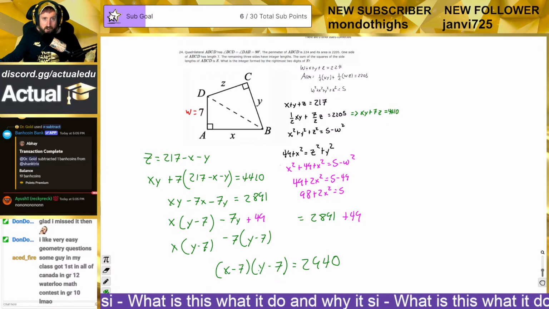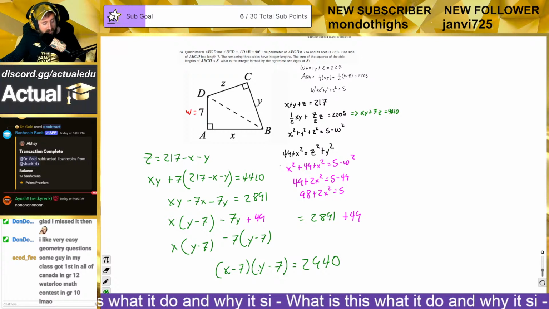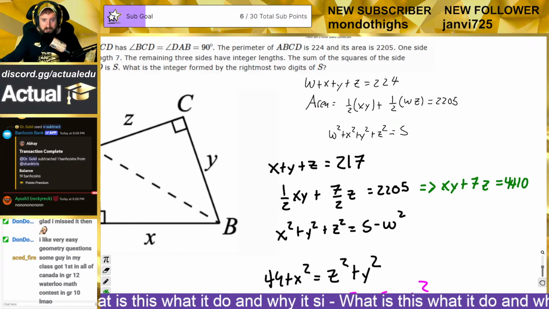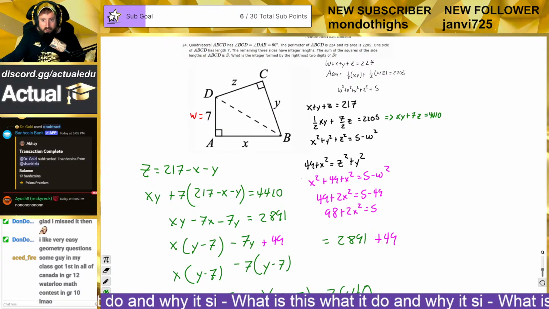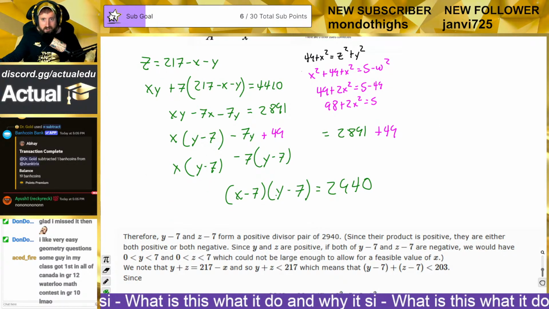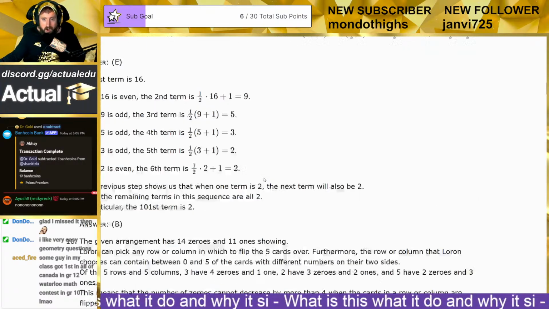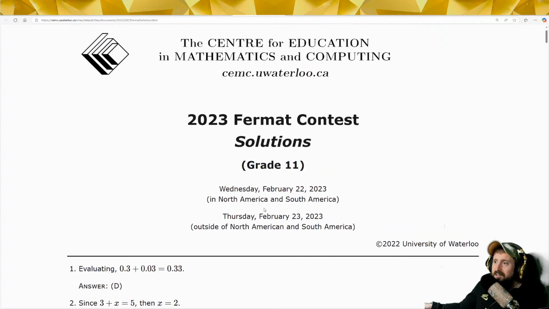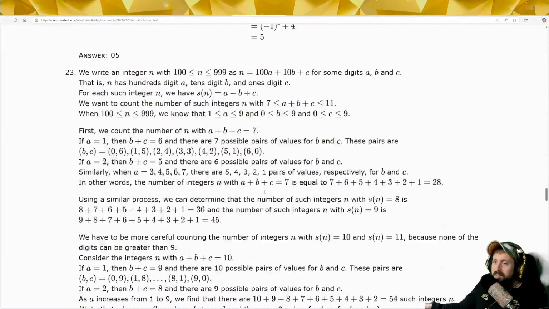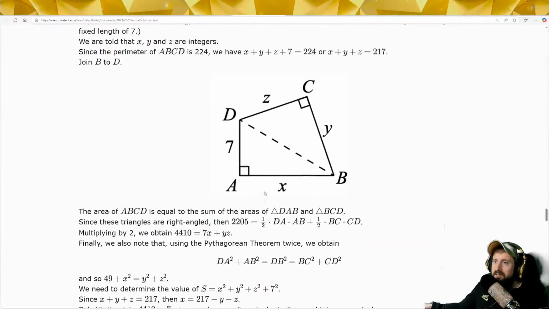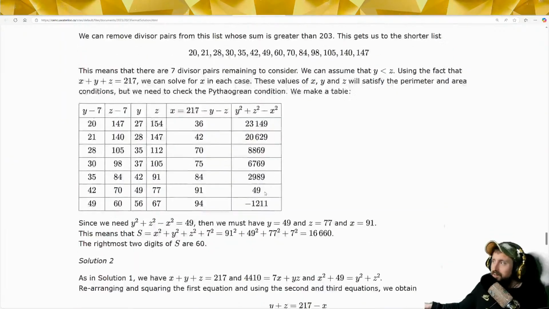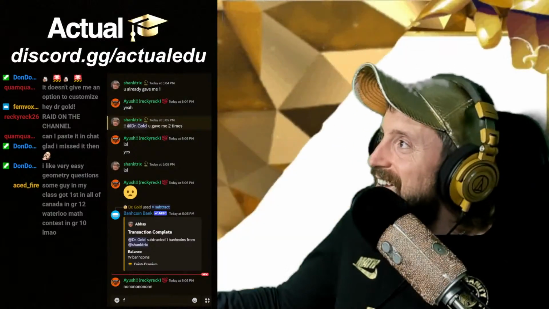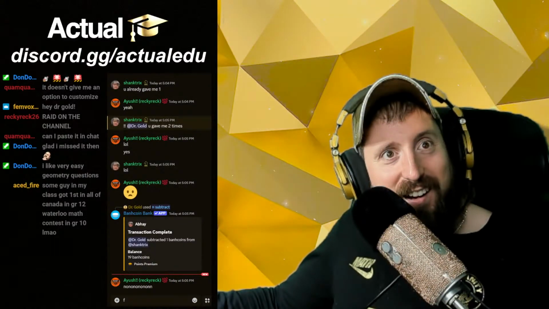Some guy in my class got first in all of Canada in the grade 12 Waterloo math contest. Wow. Good for him, dude. Yeah, this is not a very easy geometry question. I was fine with setting up the equations, but then, oh sorry, it's the Fermat challenge. Okay, yeah. But the solution was just pain. This is such a painful solution to do. I was like, yeah, no. Good for you if you can do it. You get cookies.